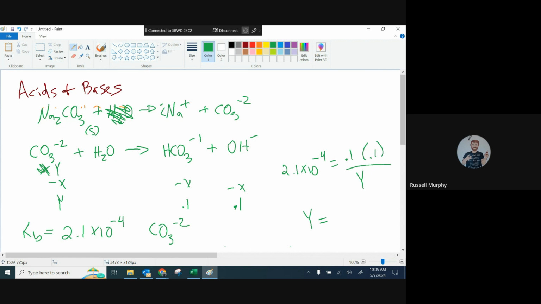Huh. 48 seems like a pretty high molarity. I got 4.7. I like that a lot better. Did you square the 0.1? Yeah. Did you get 47.6? Yeah. We got... it was 10 to the minus 4. Yeah. Did you?